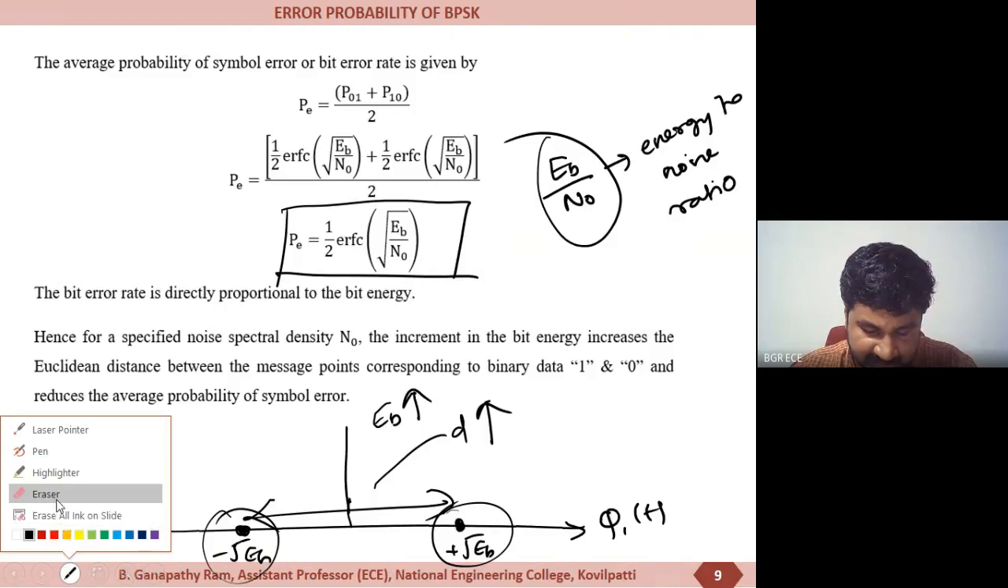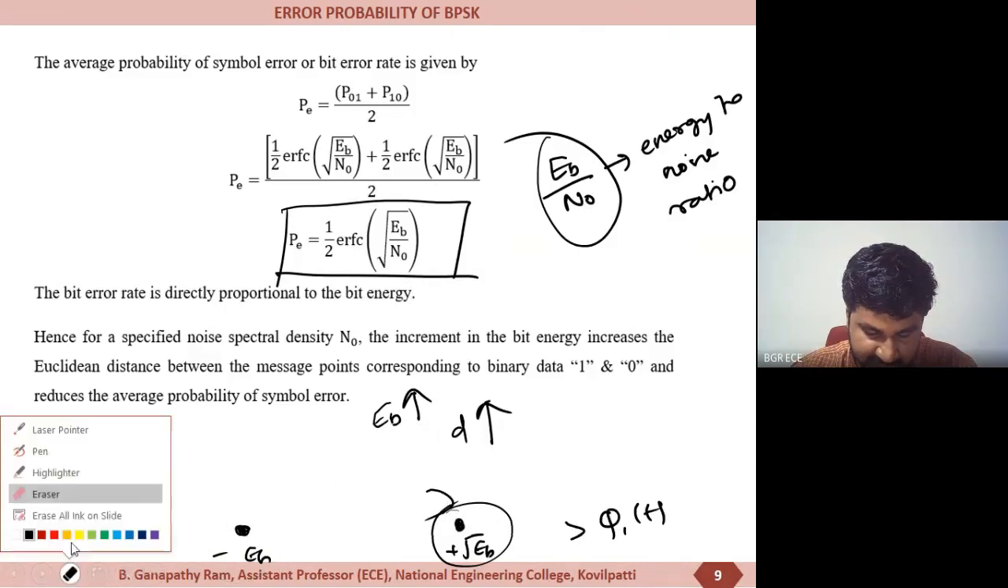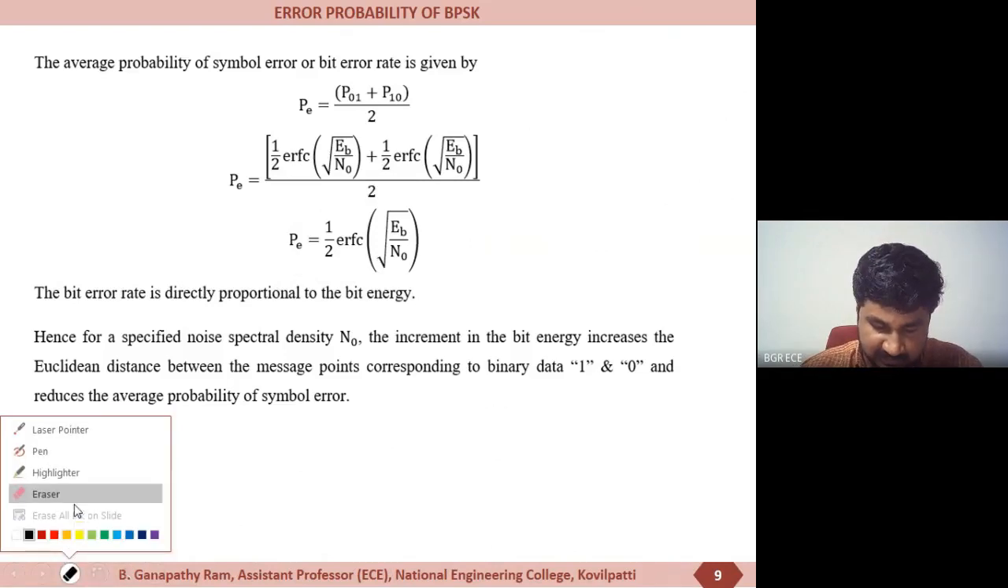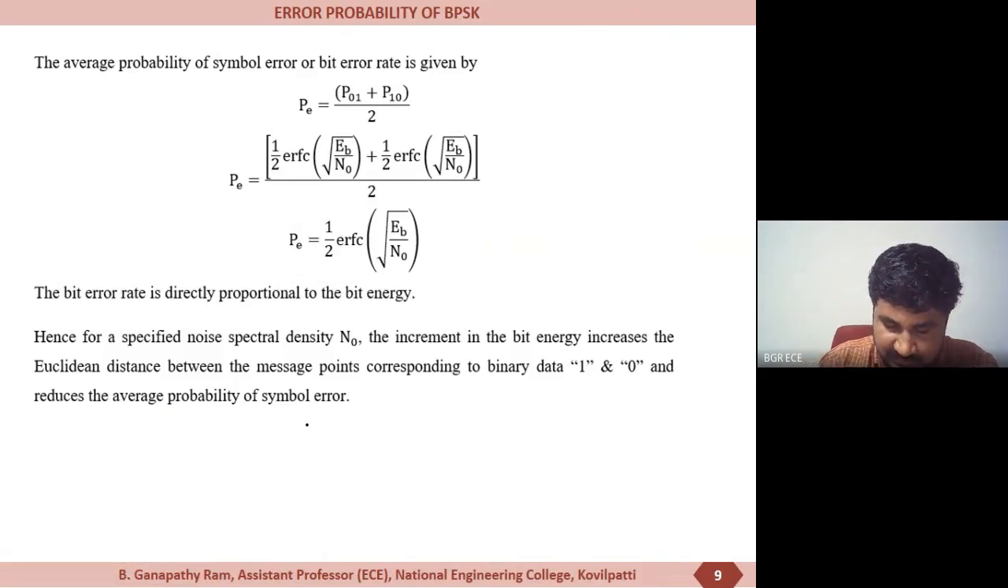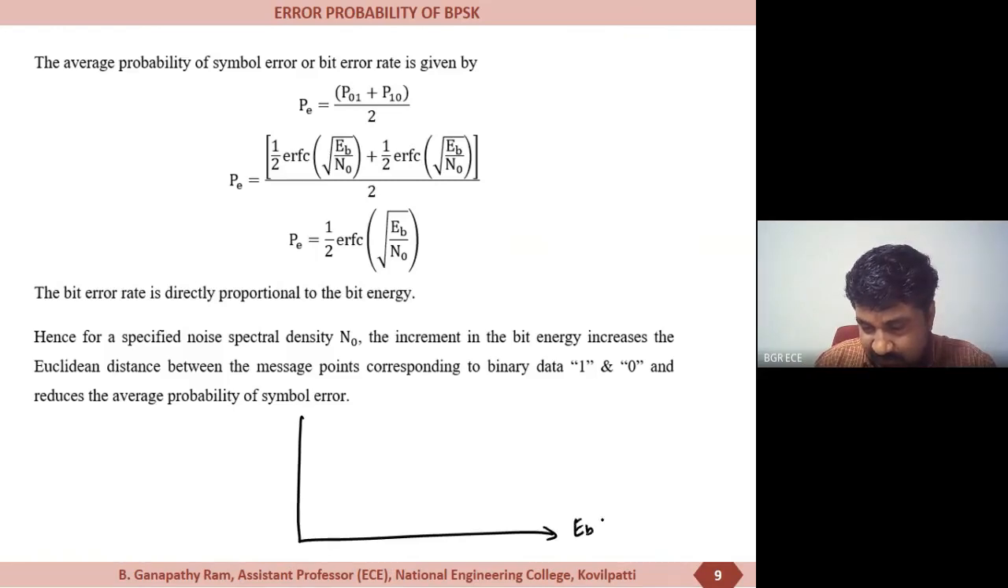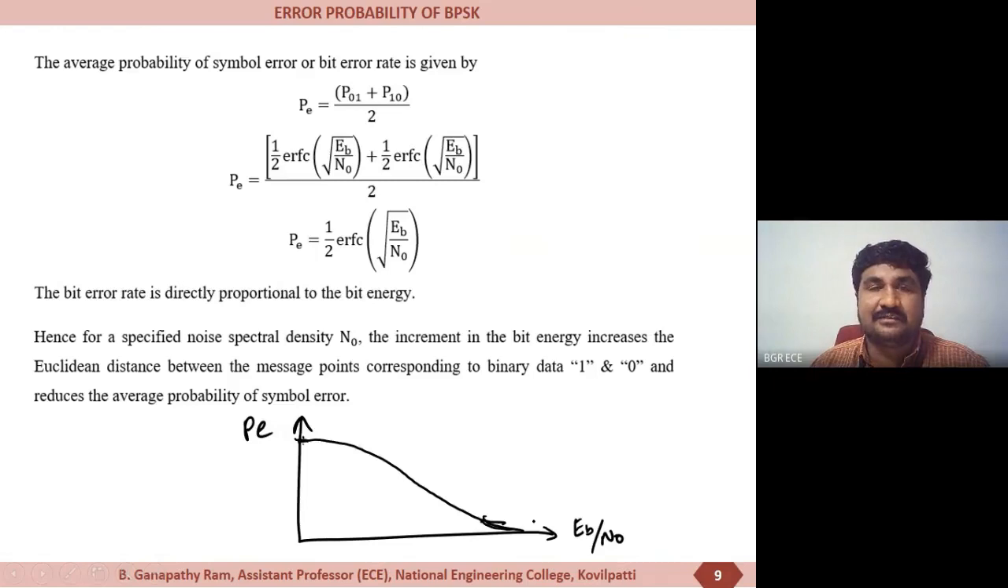Hence, if you plot EB by N0 versus the probability of error or bit error rate, then as the energy to noise ratio is increased, or signal to noise ratio is increased, then the probability of error will decrease, since the Euclidean distance between the two message points is increased.